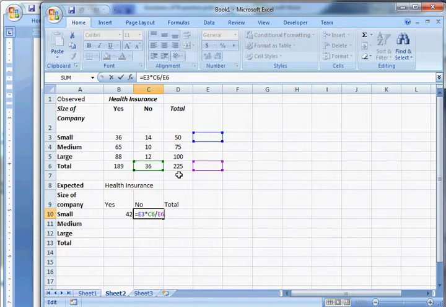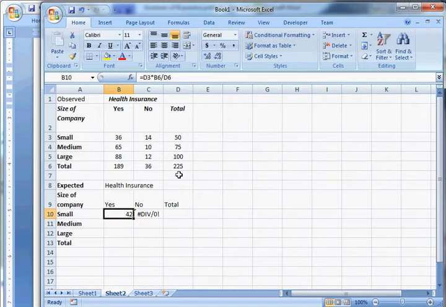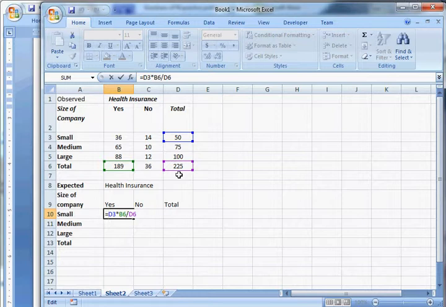Whenever you put a dollar sign in front of something, Excel doesn't change it. So I know that my row total is always going to come from column D. So I'm going to put a dollar sign in there so the D doesn't change. Now for my column totals, they're always going to come from row 6, so I'll put a dollar there. And for my sample size, it's always going to be in exactly the same place. It's always in D6, so I don't want to change that at all.